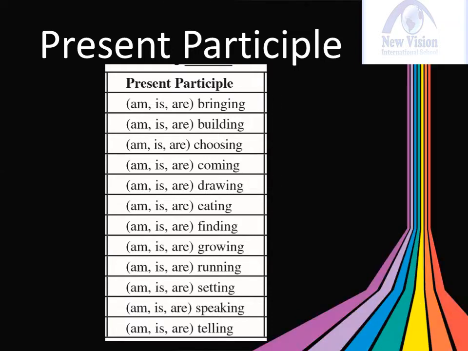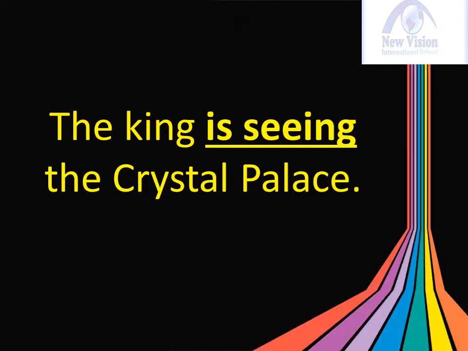Examples: bringing, building, choosing, coming, drawing, eating, finding, growing, running, setting, speaking, and telling. Remember to put a helping verb before the ing form of the main verb. That's present participle. Sample sentence: the king is seeing the crystal palace.